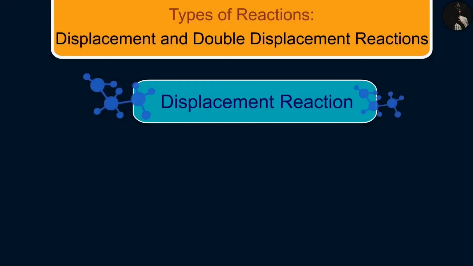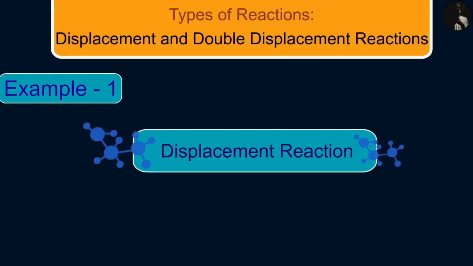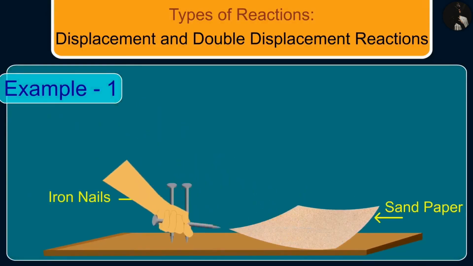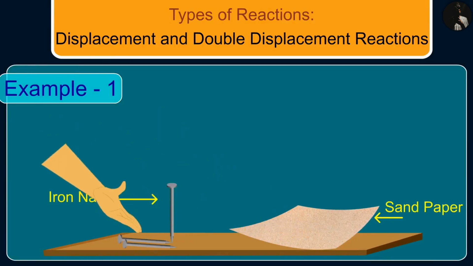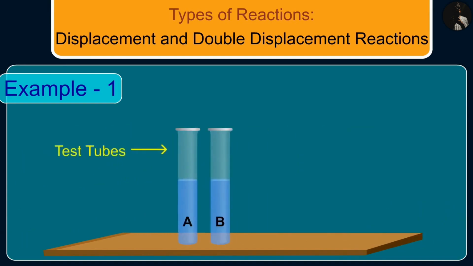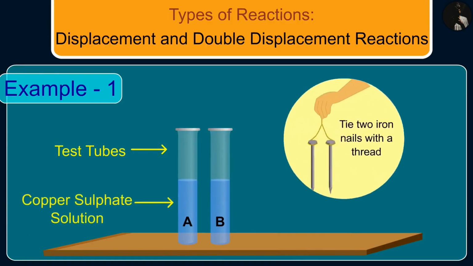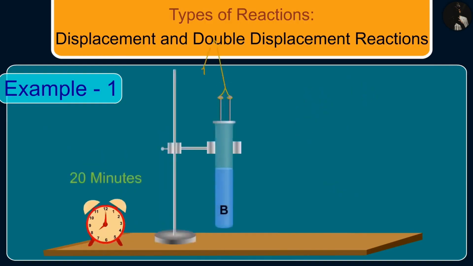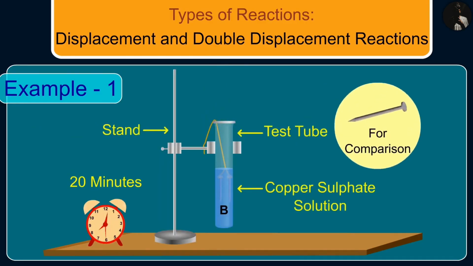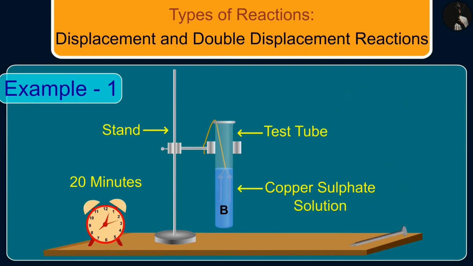Let us now understand displacement reactions with the help of an example. Take 3 iron nails and clean them by rubbing with sandpaper. Then take 2 test tubes marked as A and B. In each test tube, take about 10 ml copper sulfate solution. Tie 2 iron nails with a thread and immerse them carefully in the copper sulfate solution in test tube B for about 20 minutes. Keep 1 iron nail aside for comparison.